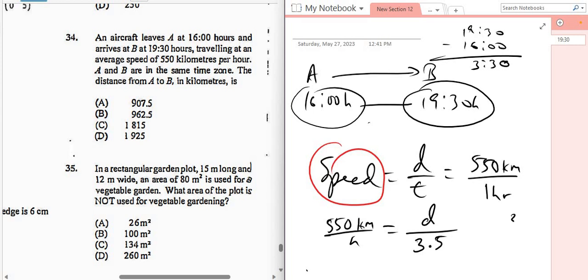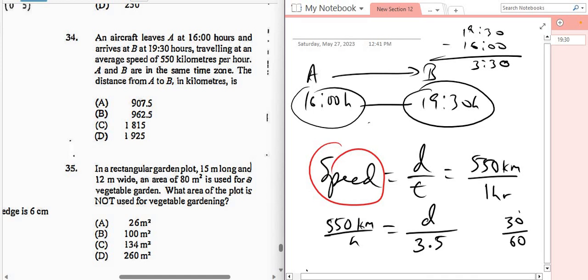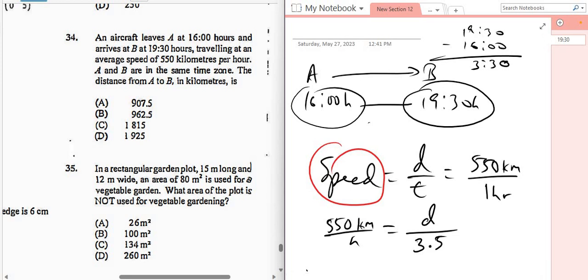Or you can just put 30 over 60. If you have 60 minutes, how do you convert that to an hour? 60 over 60, right? But because you only have 30 minutes over 60 minutes, it ends up being half. So any minutes you want to convert to hours, just divide by 60. So 3.5 hours. So we're going to multiply now.